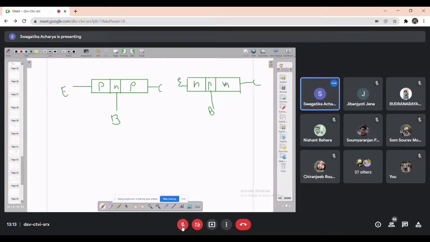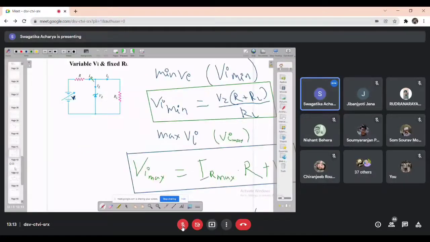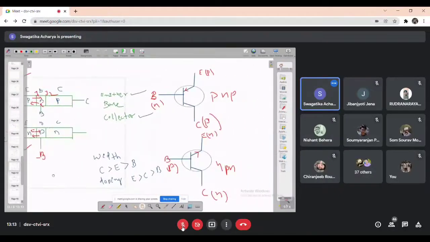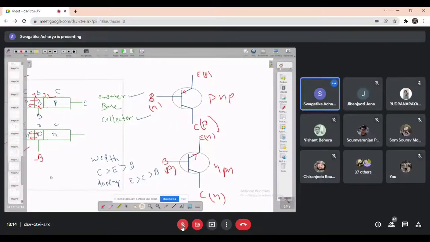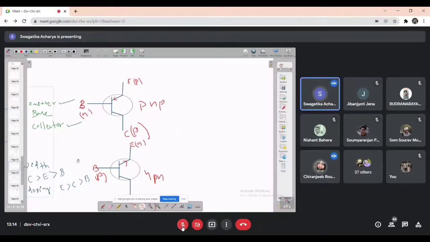Okay? Yes, ma'am. So how will the symbol look? See, is it visible to you? Yes, ma'am. So BJT is a three-terminal device, so you can encircle one transistor like this.